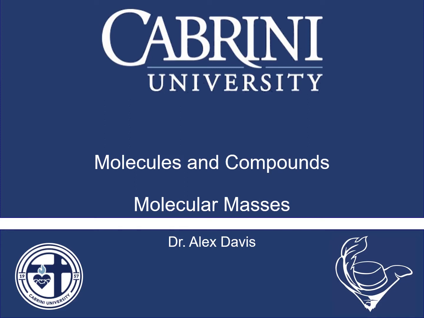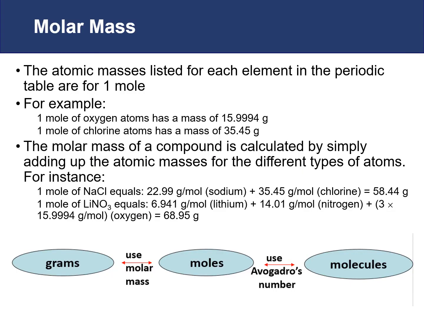In this video, we will be looking at how to determine the molecular mass of a compound. On most periodic tables, the atomic mass for each element is listed directly below the symbol for that element. The atomic masses are essentially how much 1 mole of that element weighs. So for example, 1 mole of oxygen atoms has a mass of 15.9994 grams for each mole. 1 mole of chlorine atoms has a mass of 35.45 grams.